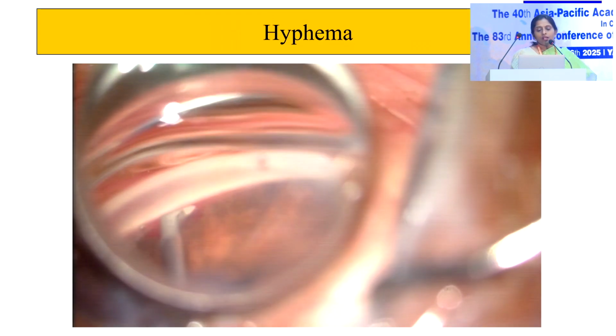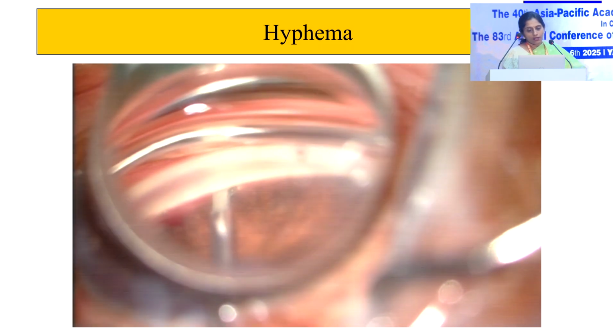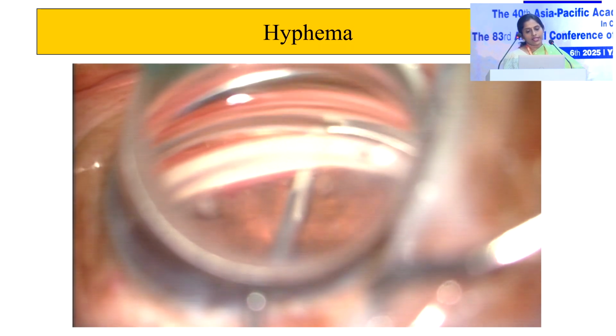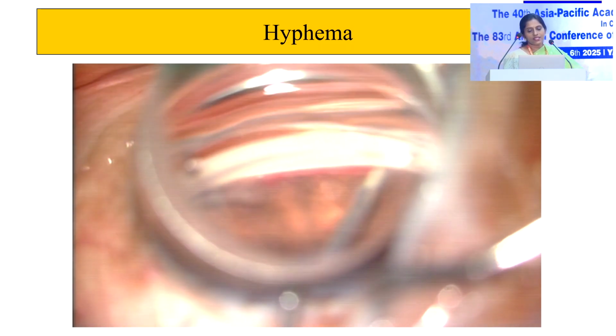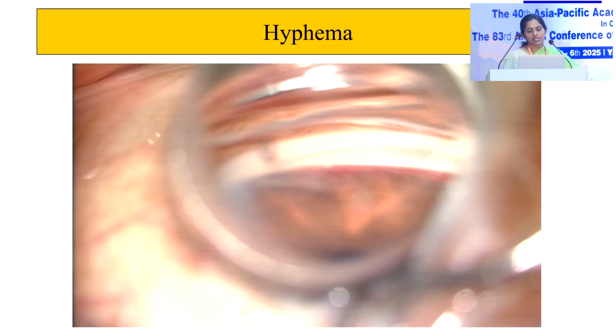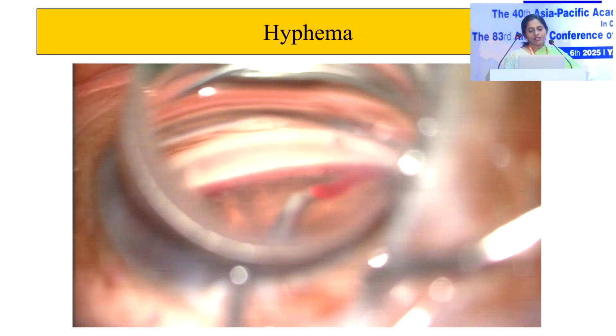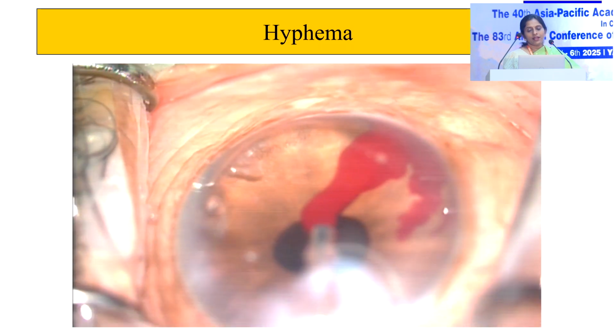So this is a MIGS surgery with a KDB Glide instrument. You can see that it is an excisional goniotomy where we just excise the TM. So you can see that a profuse bleed happens like this.